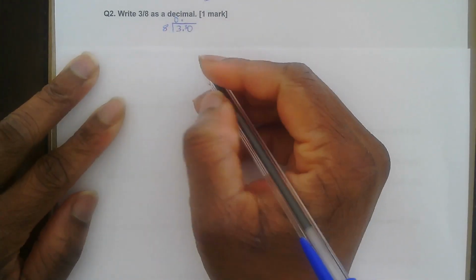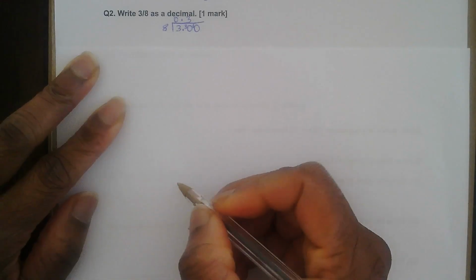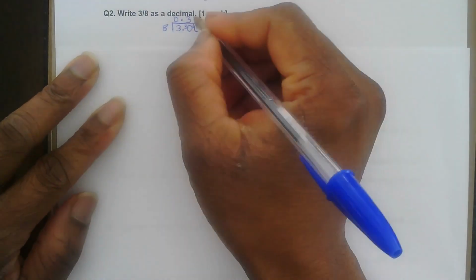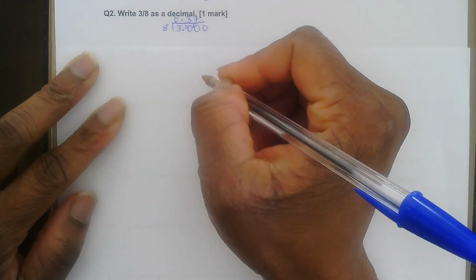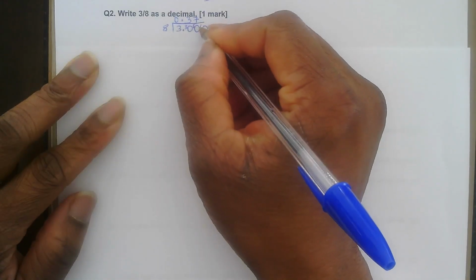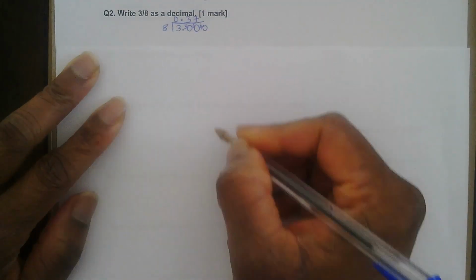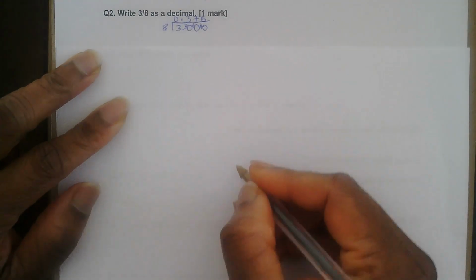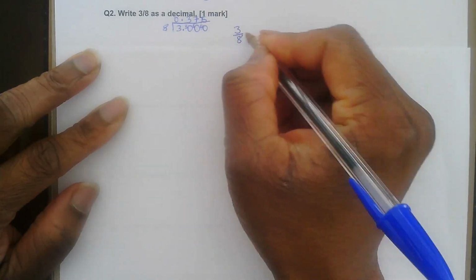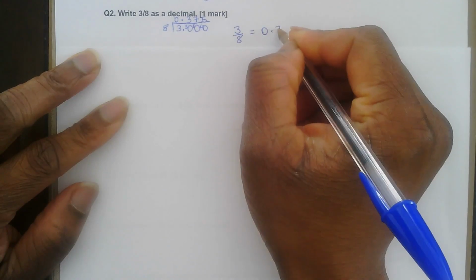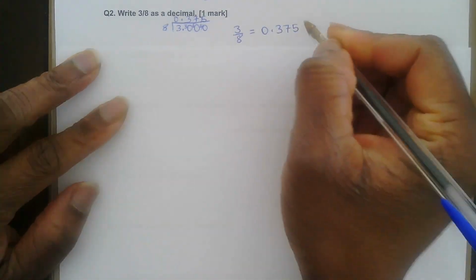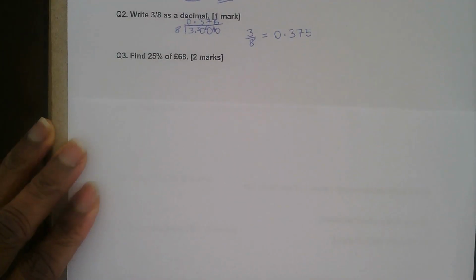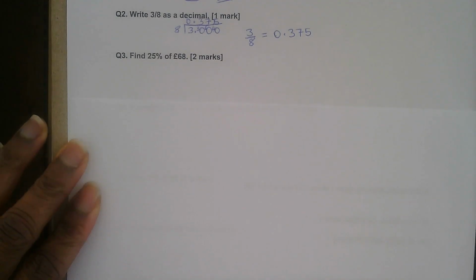8 into 30 is 3. 8 times 3 is 24. So it has a remainder of 6. 8 into 60 is 7. 8 times 7 is 56 with a remainder of 4. 8 into 40 is 5. 8 times 5 is 40. There is no remainder. So we're done. 3 over 8 equals 0.375.